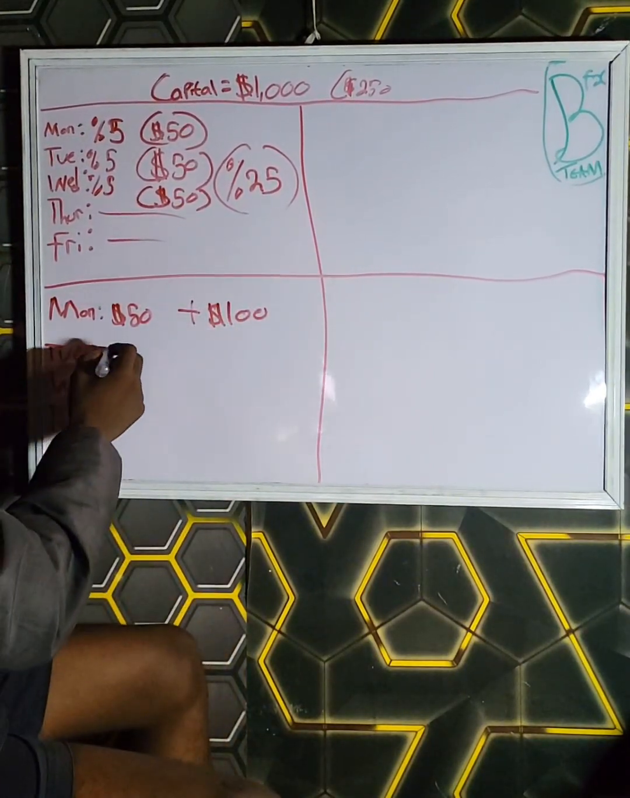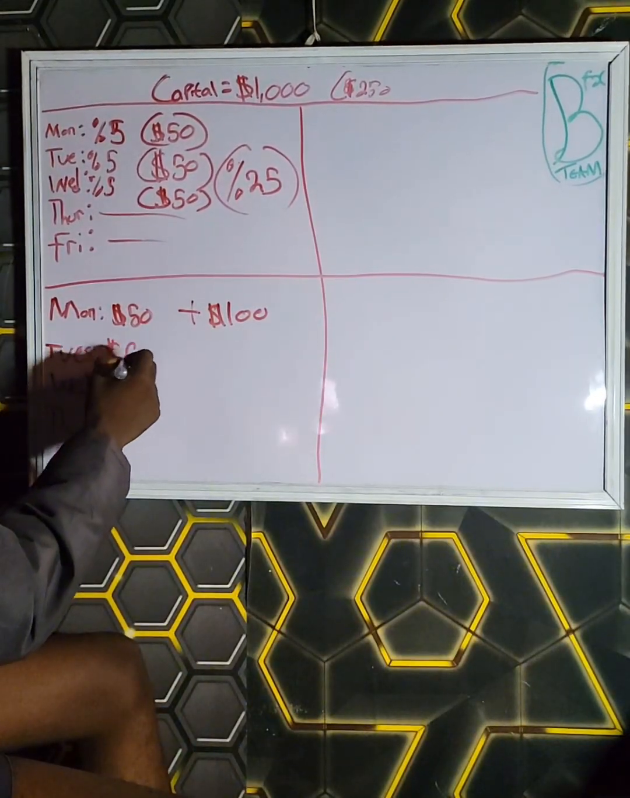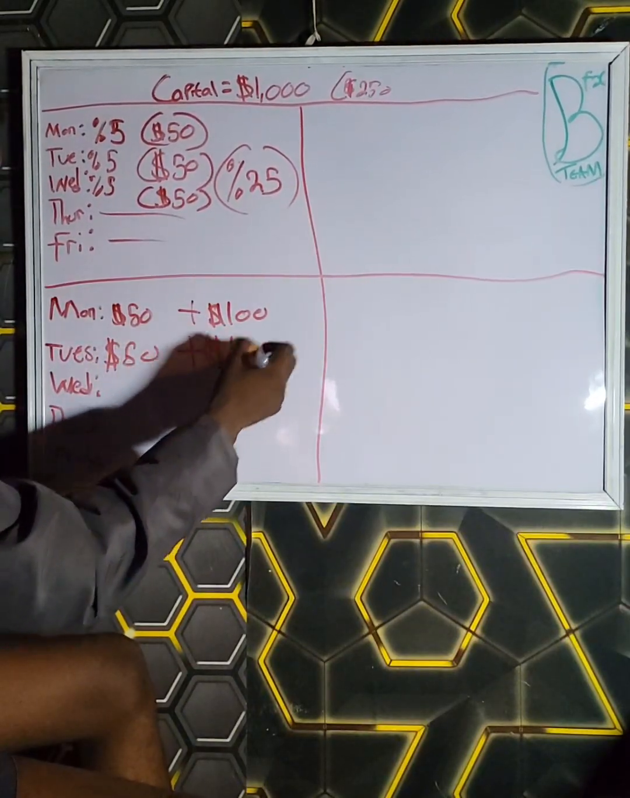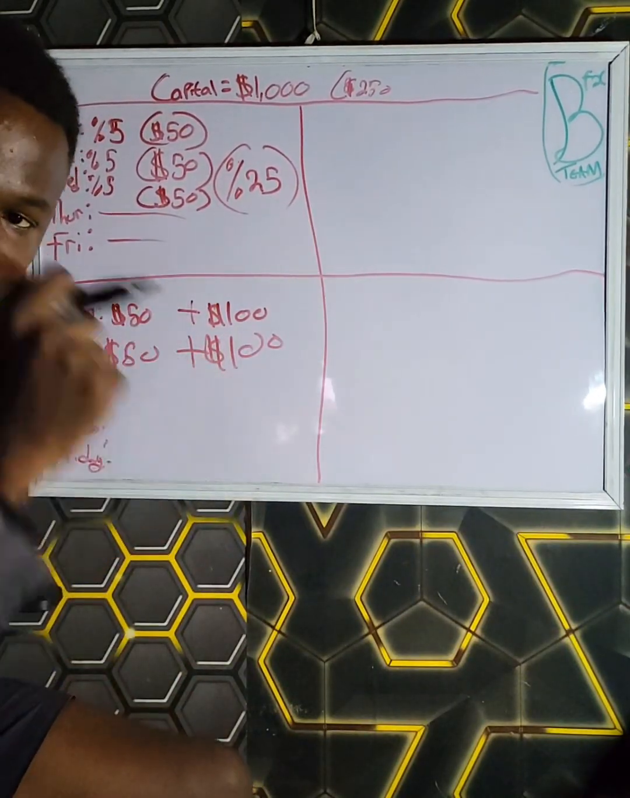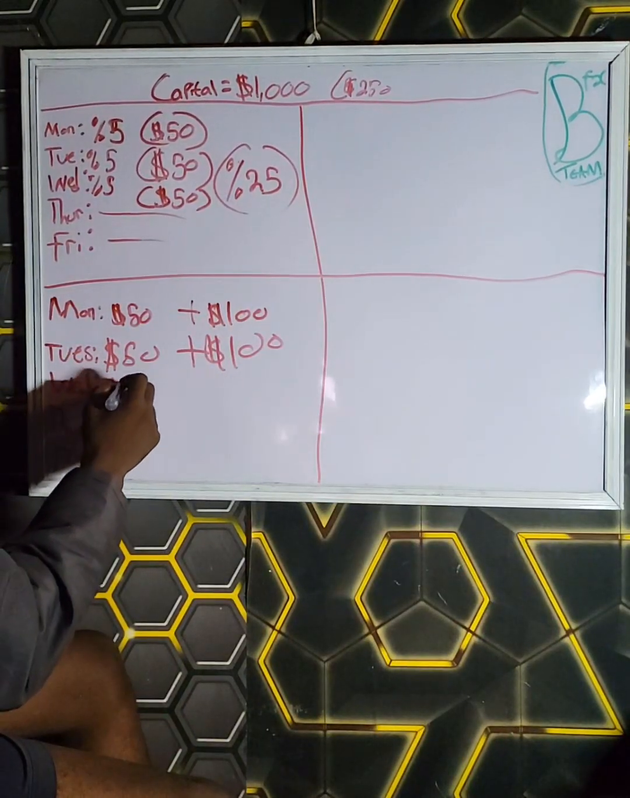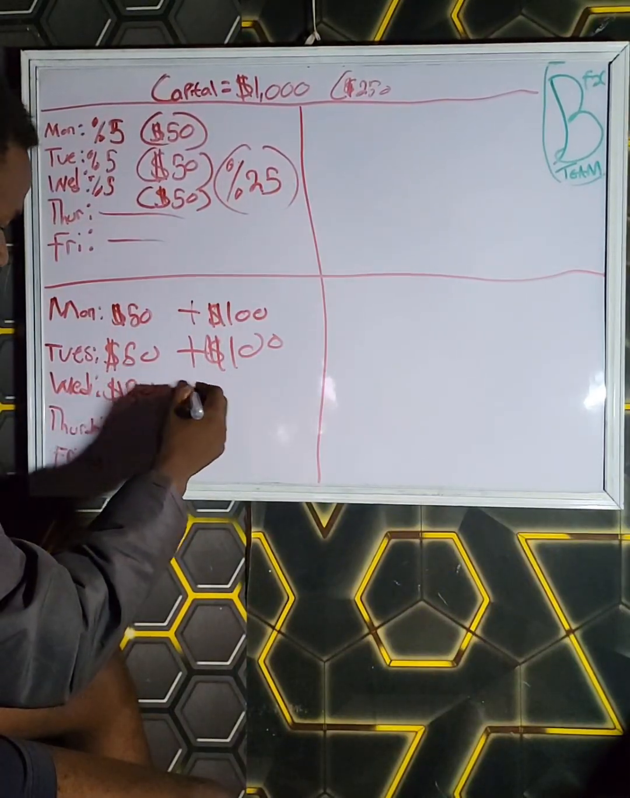$100. On Tuesday too, you were able to risk what? You were able to risk $50. And you got what? You got, let's say, $100 again. That is if the trade moves in your favor. Then on Wednesday, you risked $50 and you lost $50.